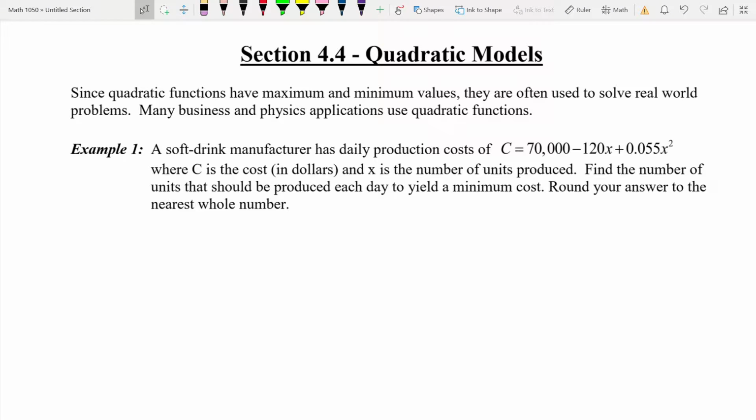Okay, so this is lesson 4.4, and we are dealing with quadratic models, okay? So the first thing I want you to do is highlight this word right here, quadratic. When you hear quadratic, something needs to come into your brain. What do you think of when you hear the word quadratic? Parabola. It is a parabola, exactly right. And the equation is going to have what in it? What kind of x? A squared. Yeah, that's what makes it a parabola, right?